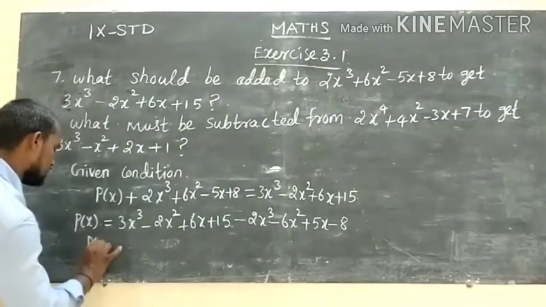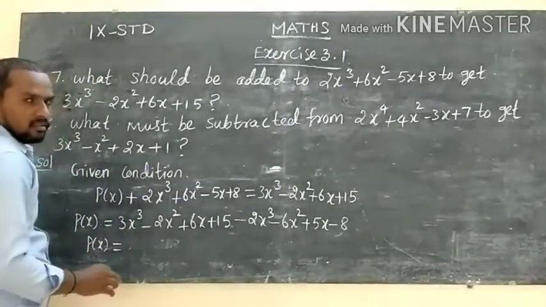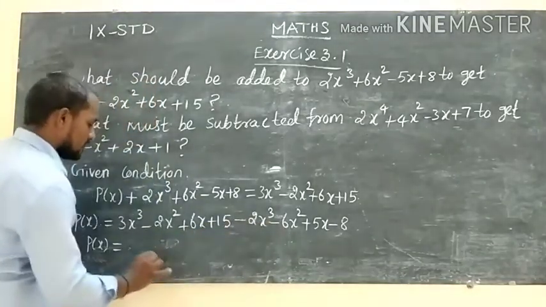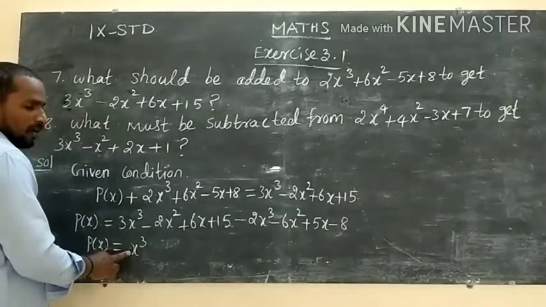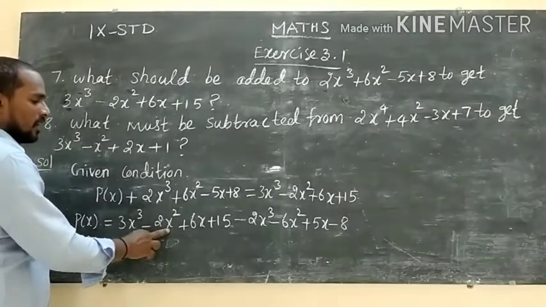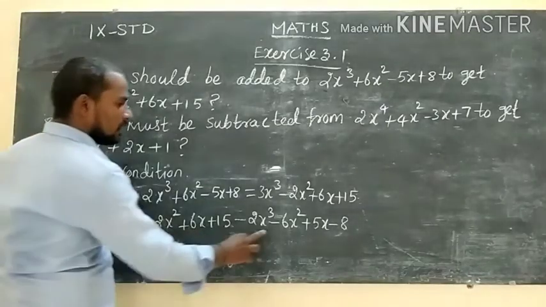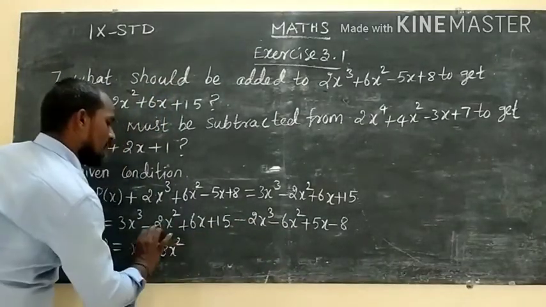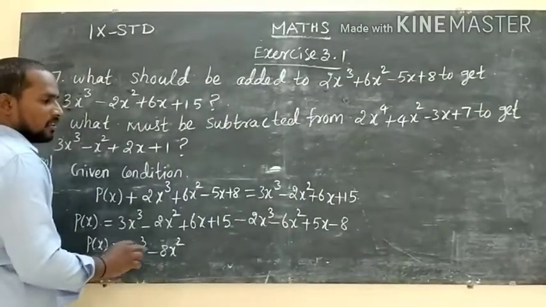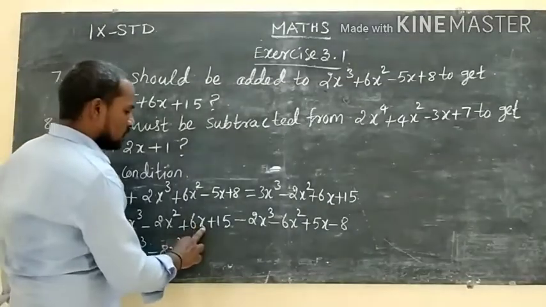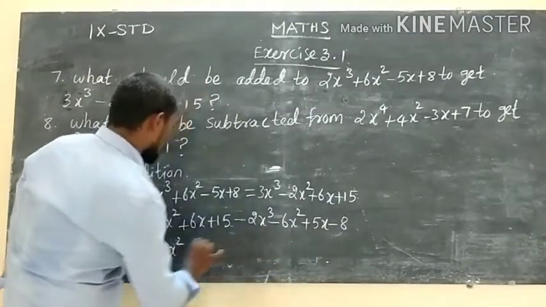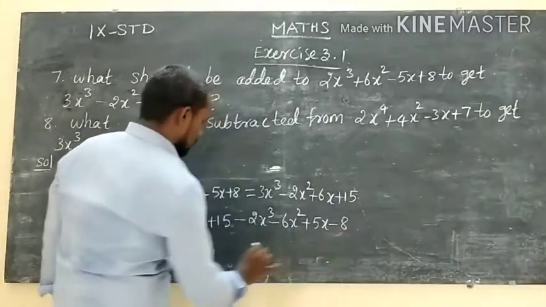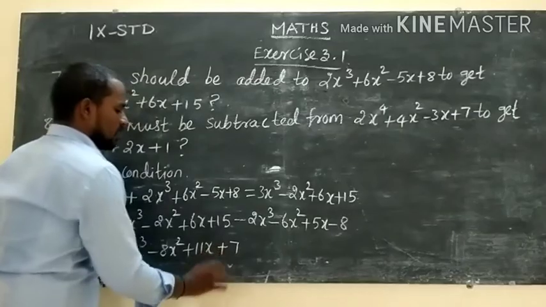So p of x equals, comparing the like terms, 3x cube minus 2x cube, remaining 1x cube. The 1 need not be written, so x cube. Then consider the x square. This is minus 2x square, this is minus 6x square, so totally minus 8x square, because the like signs exist, and like signs means making the addition. Then x: this is plus 6x, this is plus 5x, totally 11x. Then the constant 15 minus 8 is 7, so plus 7, because the greater sign is plus.